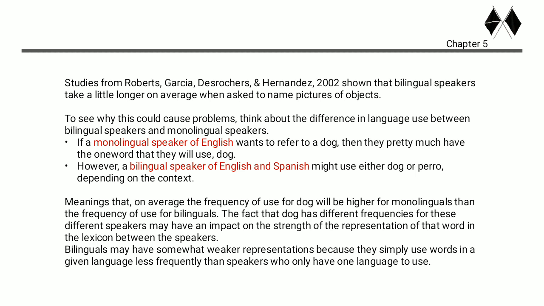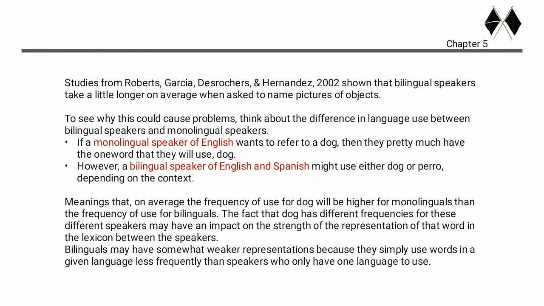Studies from Roberts, Gracia, Deschores and Hernandez 2002 showed that bilingual speakers take a little longer on average when they are asked to name a picture of an object. To see why this could cause problems, think about the differences in language between bilingual speakers and monolingual speakers. If a monolingual speaker of English wants to refer to a dog, then they pretty much have the one word that they will use, dog.